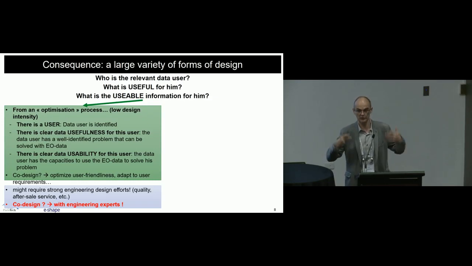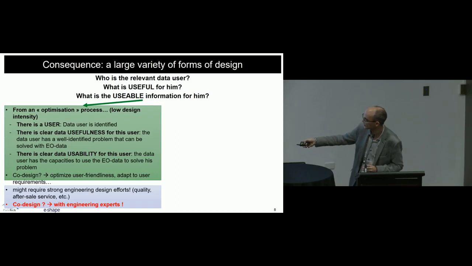This is good news. And second good news, the user is able to use the information. So this is a kind of ideal case. And in that case, it's true that you can organize co-design as a way to optimize user-friendliness in a way. But even here, immediately appears the fact that it has to be engineered, and you have to imagine a system that is good with quality, after-sales service, etc., etc.